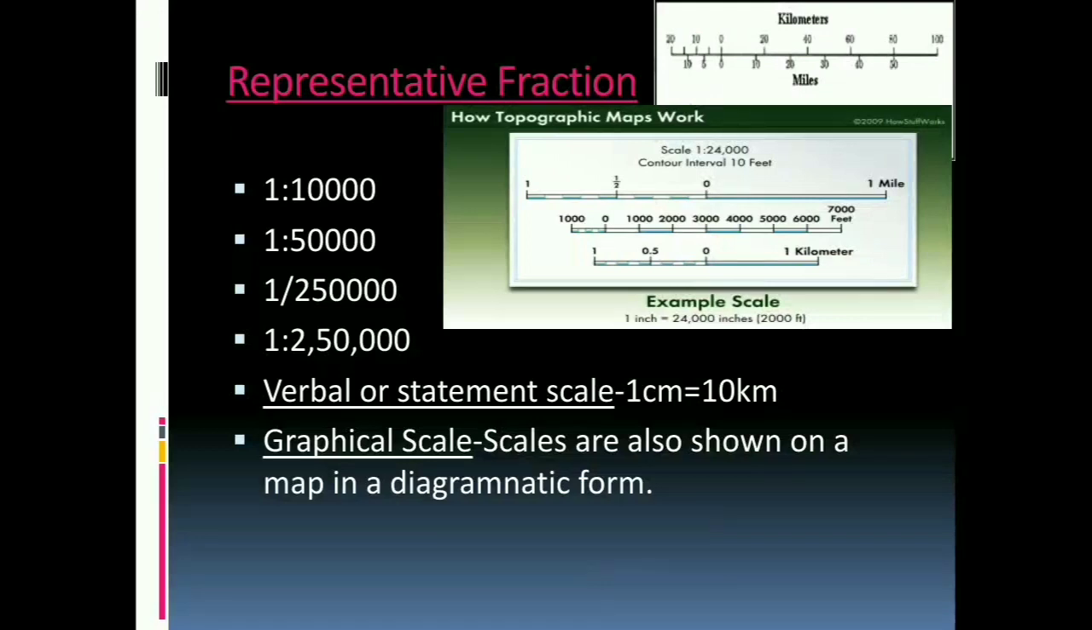Now we come to verbal or statement scales. A verbal or statement scale gives a written description of the scale. For example, 1 centimeter is equal to 10 kilometers. This means that 1 centimeter on the map is equal to 10 kilometers on the ground. Now the graphical scale. Scales are also shown on a map in a diagrammatic form. The user can use it to measure distance on the map. A person could use a divider or thread to measure the printed scale and then measure distance on the map.